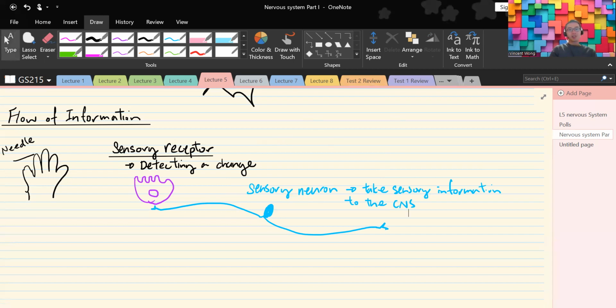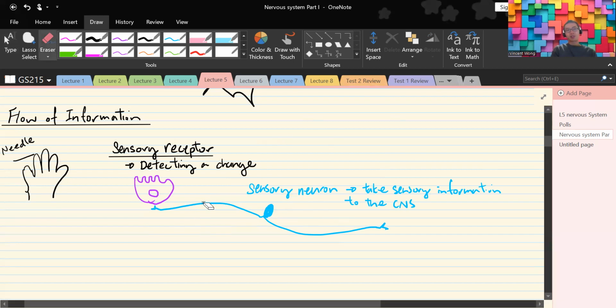Okay, now there is not just a single sensory neuron, because that's super delicate, and if you break one, then you basically can't feel, right? So there are a bunch of them. I'm just going to draw 3 so that we don't get super confused.